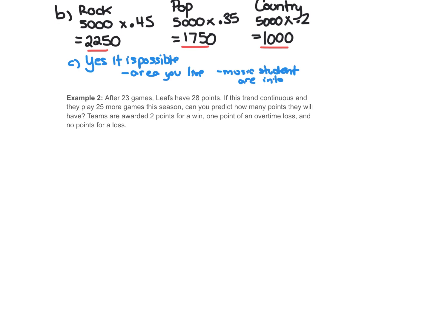So essentially, if you have 28 points in 23 games, what we're saying is you had 14 wins and 9 losses to get those points, because 14 wins is like saying 28 points. And you get 1 point for an overtime loss, but we're not going to count that, so you don't even really have to worry about that aspect.